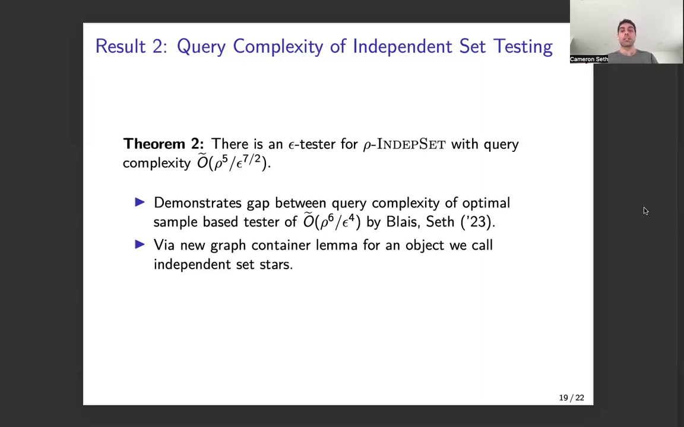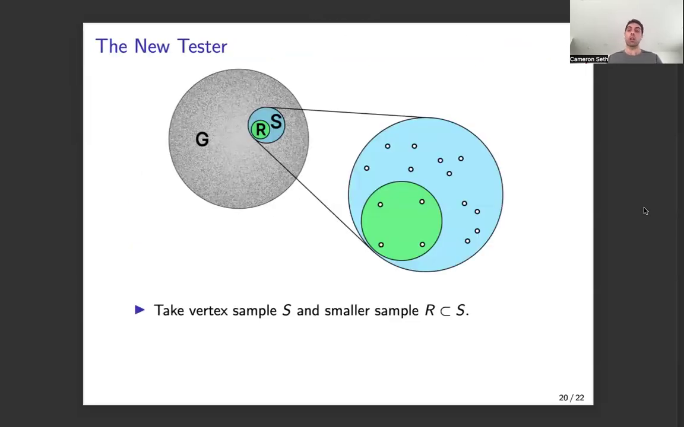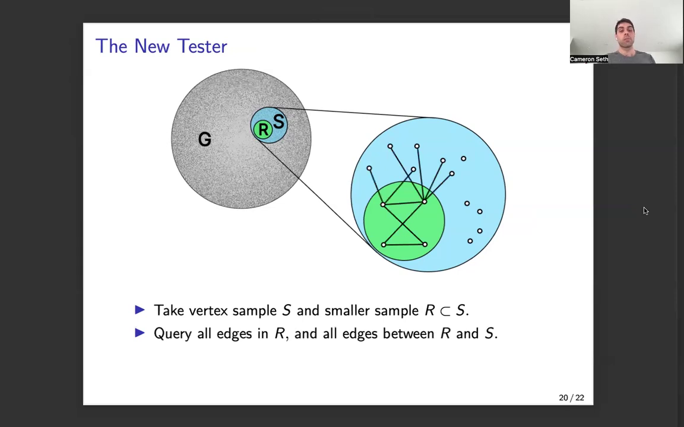So before I talk about these independent set stars, I want to talk about what our tester actually does. Recall, our old tester just took a sample and checked if there was a large independent set in the sample. But this time, we want to be a little bit smarter about how we query our edges. We don't want to query all the edges in our sample. So this time we're going to take 2 samples: a sample S and a smaller sample R from inside of S. And we're going to query all the edges in R and all the edges between R and S, but we're not going to query the other edges in S.